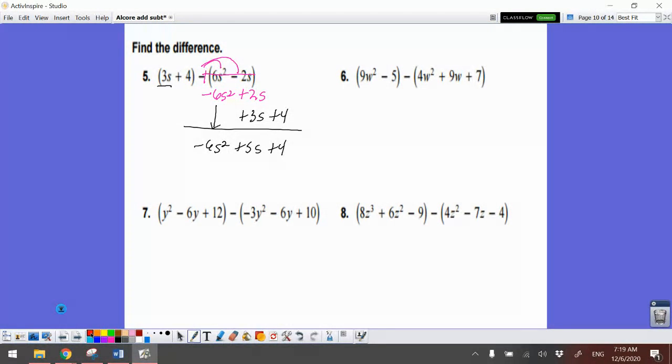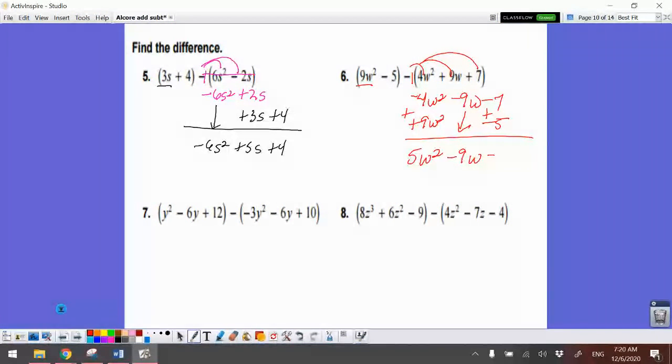Okay, negative 1, negative 4w squared, negative 9w, and a negative 7. The 9w squared is going to go under the negative 4, and the negative 5 is going to go over here. And I'm going to add down: 4 plus negative 4 plus 9 is a 5. The negative 9w is going to drop, and negative 7 plus negative 5 is negative 12.